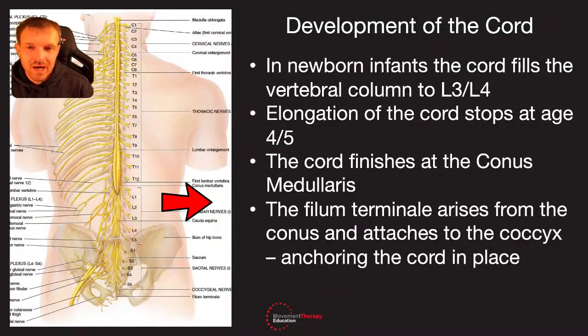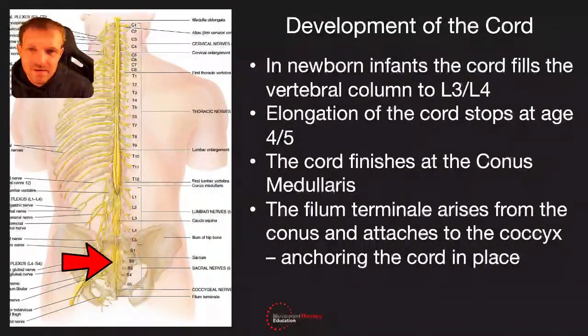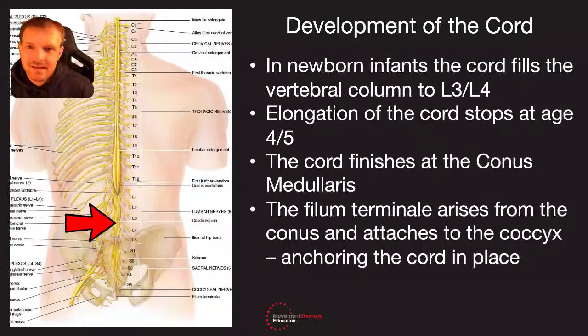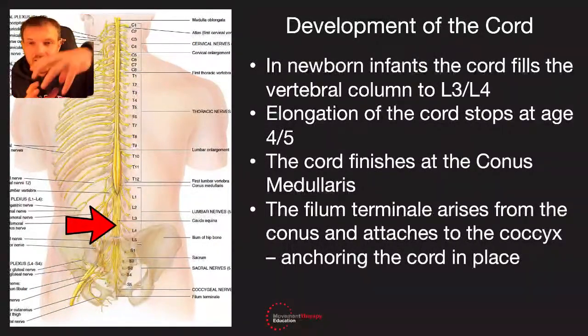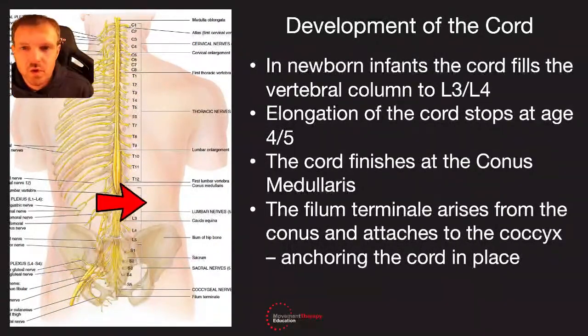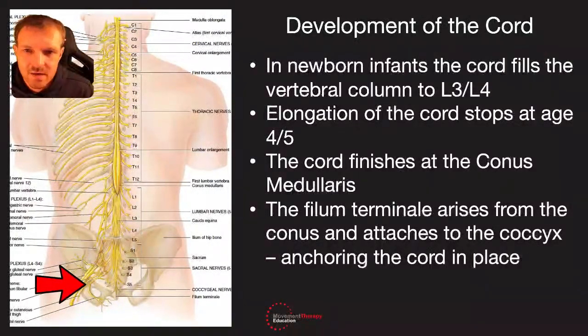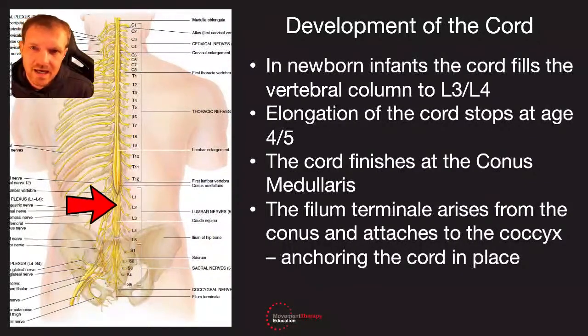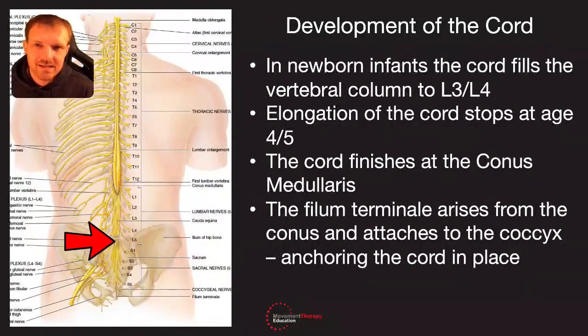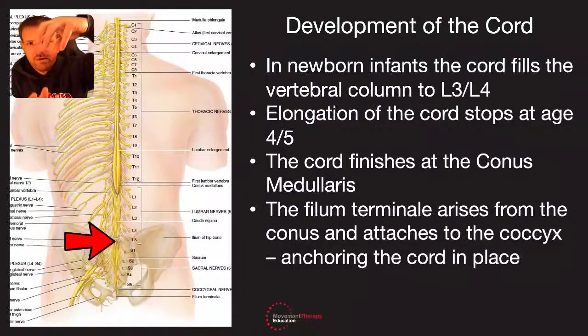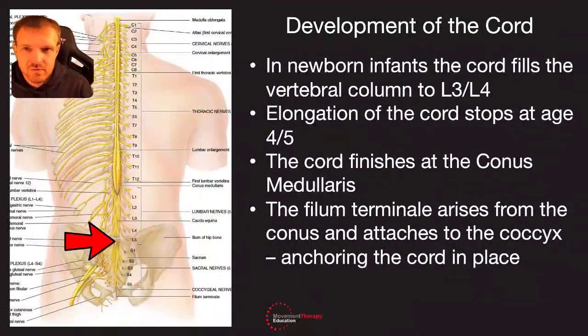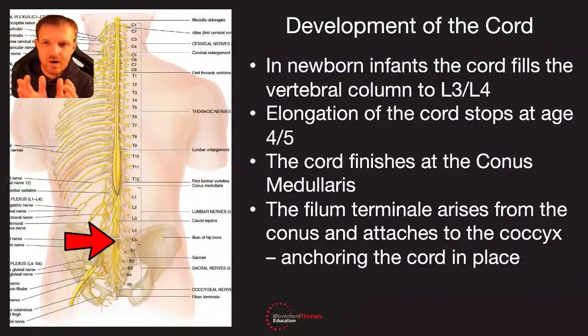Okay, and what happens is the nerves that attach to your legs, they get stretched as you grow. So your cord stays roughly the same length. These nerves coming off will get stretched. So what's left down the bottom here is a collection of very, very long nerves that have all been elongated as you've grown. Okay, and this is what happens during embryology, and we will talk about that next week a little bit more.